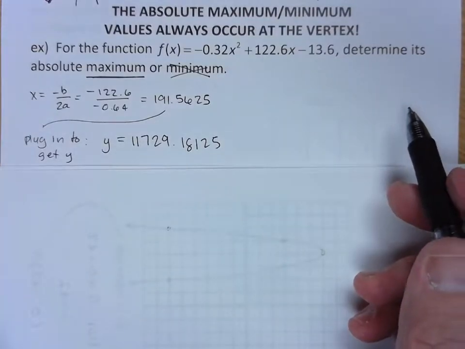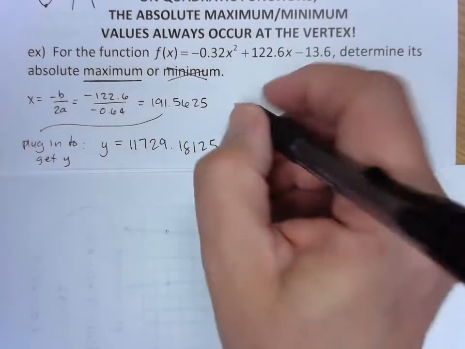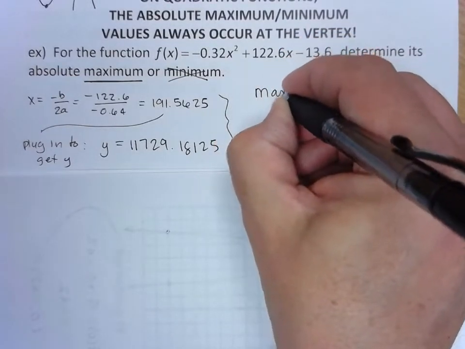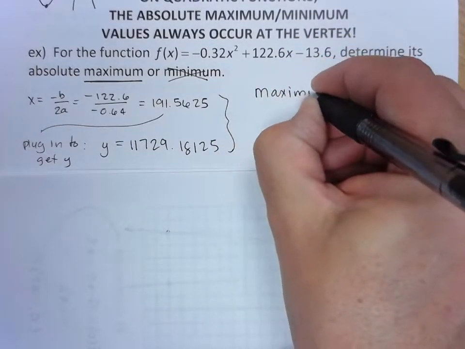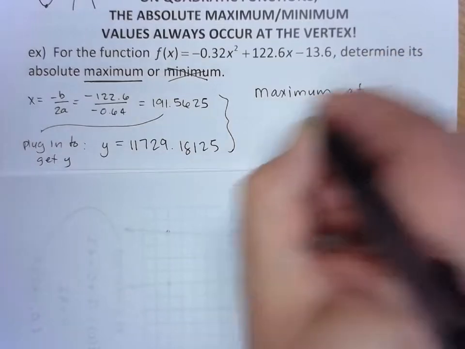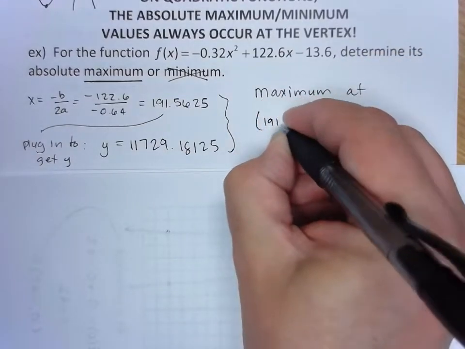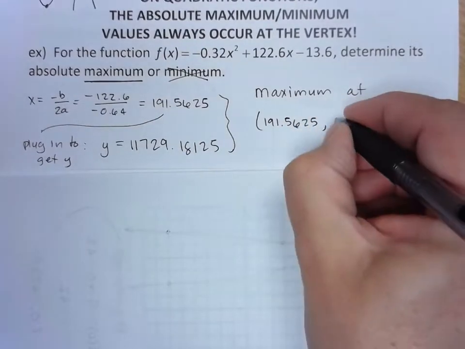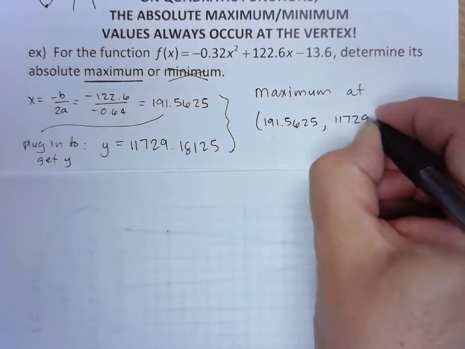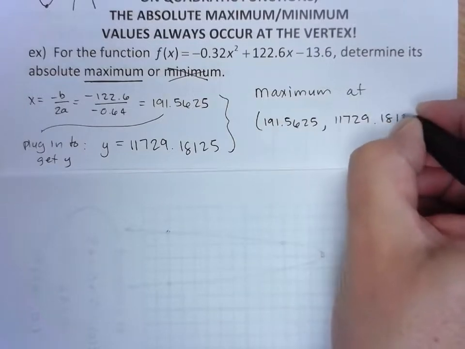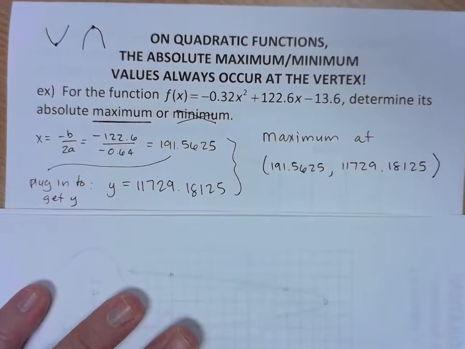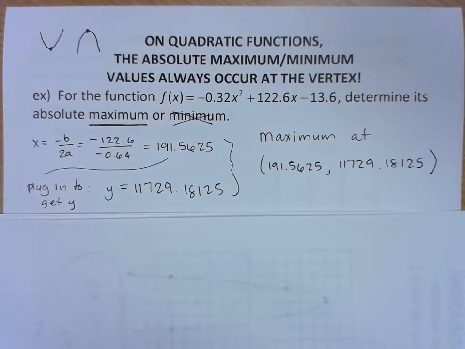Now the problem doesn't prompt us for any kind of rounding. It doesn't say to round to the nearest tenth or the nearest hundredth. So I'm just going to go ahead and leave it as it is. This quadratic function reaches a maximum at the coordinate 191.5625 for x, comma, 11,729.18125 for the y coordinate. So whenever you're prompted for the absolute max or absolute min of a quadratic, it's essentially boiling down to finding the vertex.